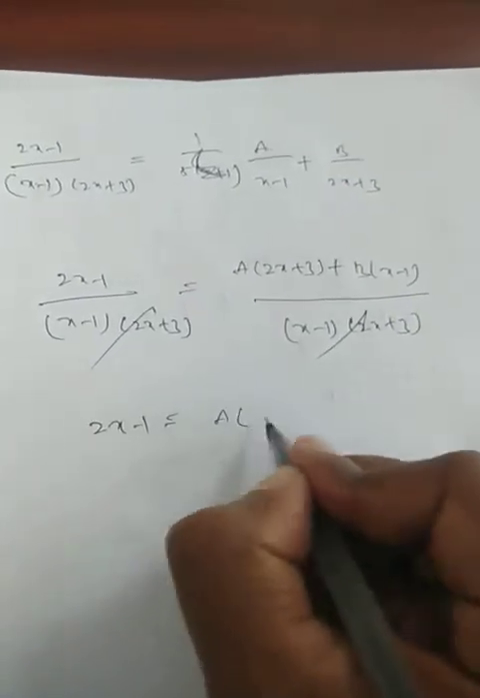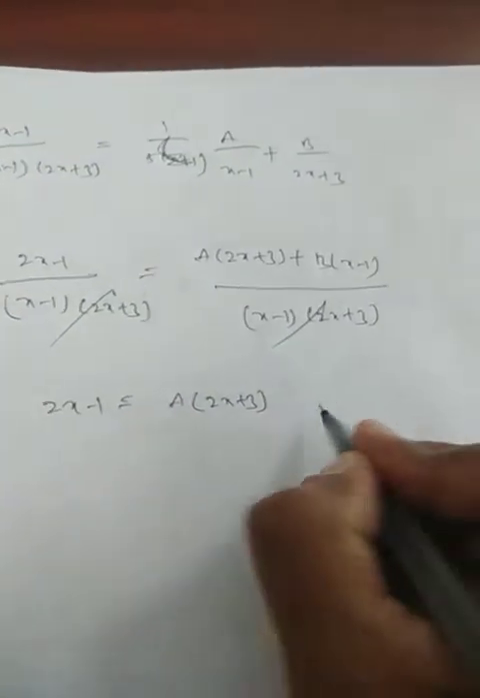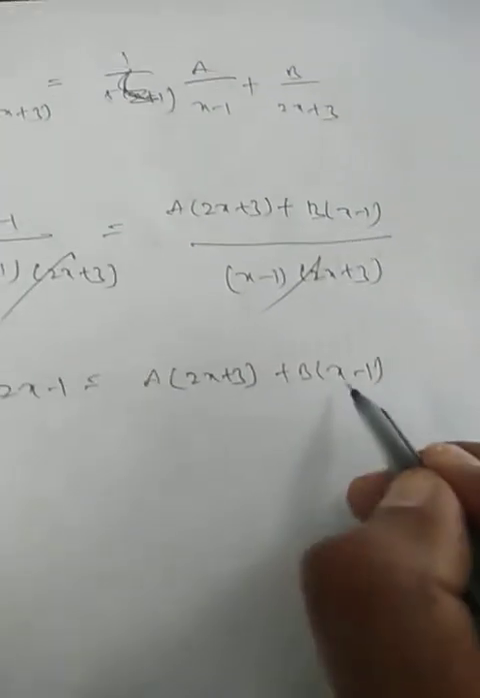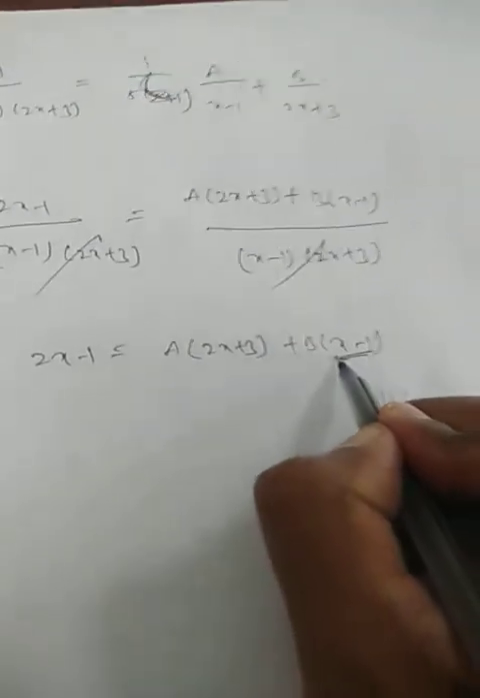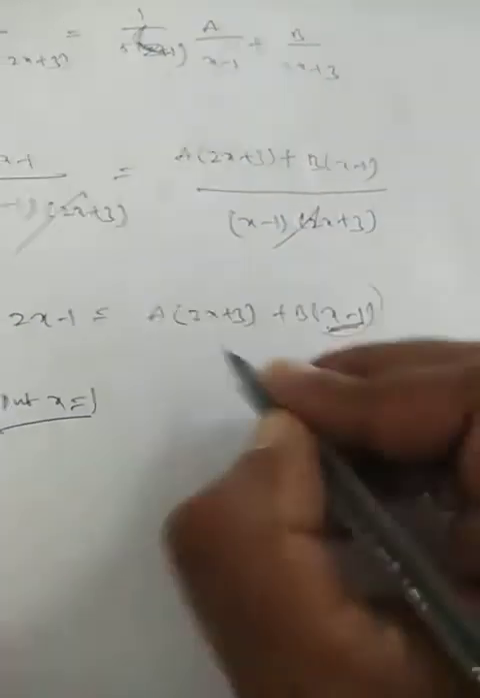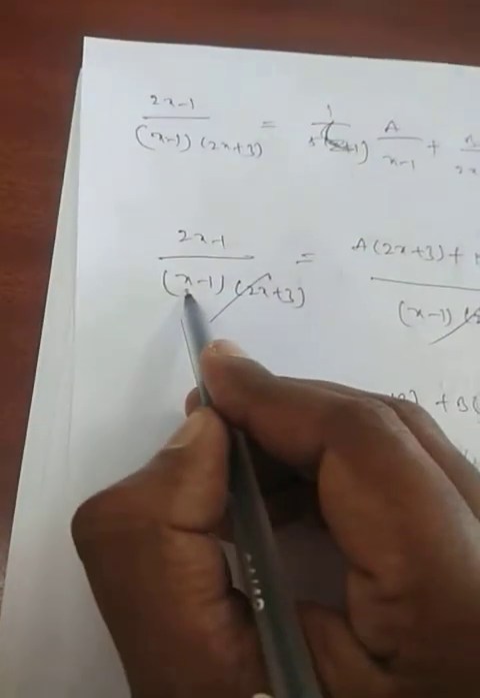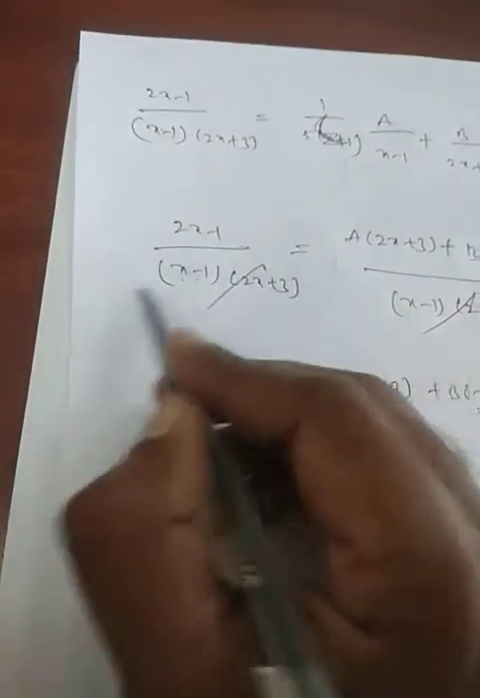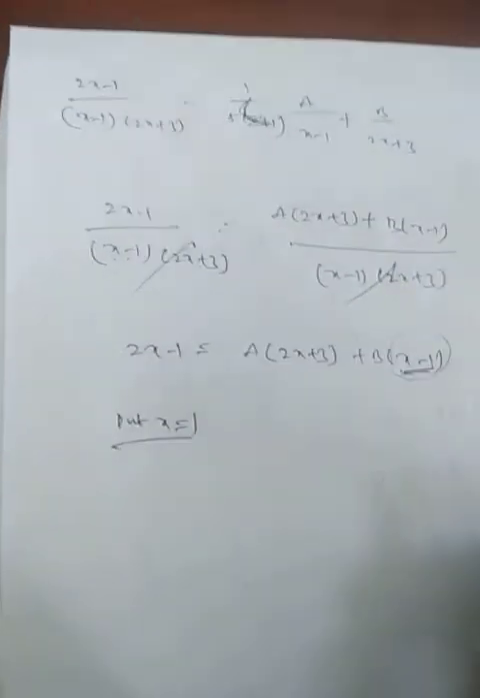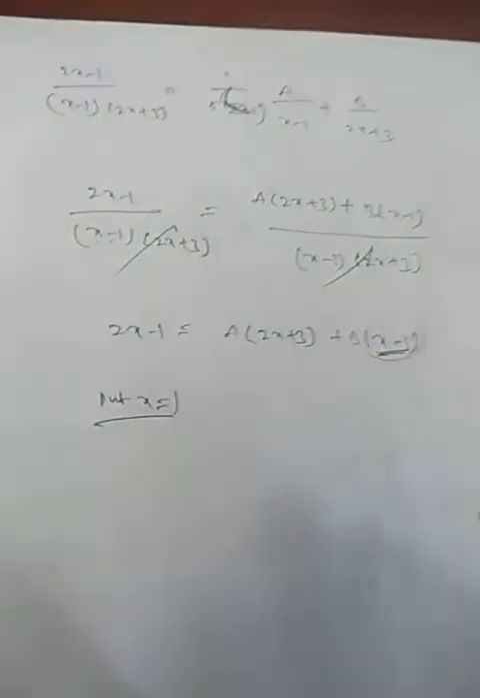2x minus 1 is equal to a into 2x plus 3 plus b into x minus 1. You do one thing here. See, what is the zero of x minus 1? 1. Put that value, it will become very easy. Put x is equal to 1. In that way we can do. See, what is the zero of this denominator? x minus 1, zero is 1. 2x plus 3, zero is minus 3 by 2. Otherwise we can put any value also. But if you put the zero, it will become very simple.